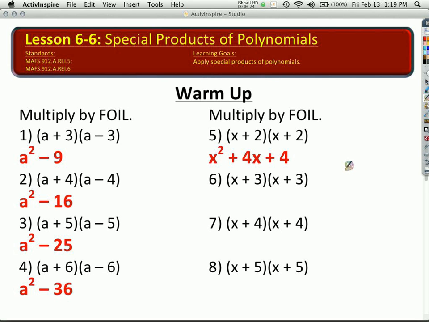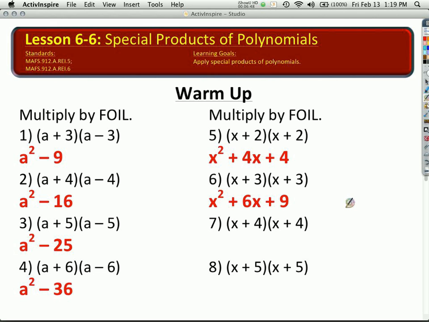Number 6, I got student 24 and student 15. Okay, I got student number 15 and student number 1. X squared plus 6x plus 9. X squared plus 6x plus 9.